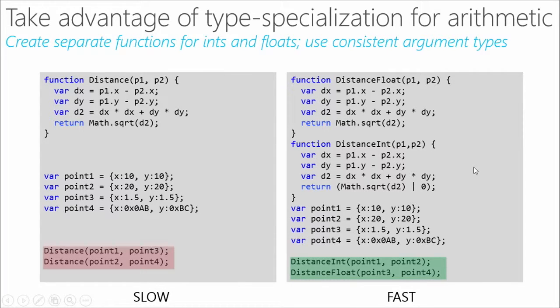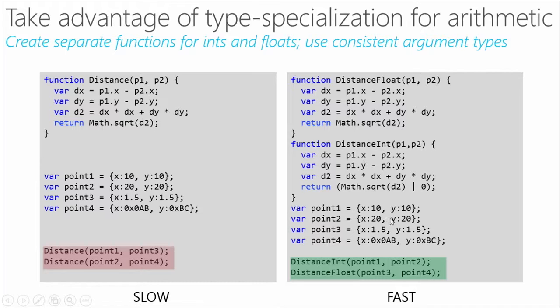So on the other side, we're showing something which will work a little better. We could just separate this particular method, it's a very simple method, right? We could actually say we have 2 different methods. One is called distance floating point, which really hints to the JavaScript engine that it's going to work with floating point. And the other one is called distance int, which basically says I'm going to work with integers.